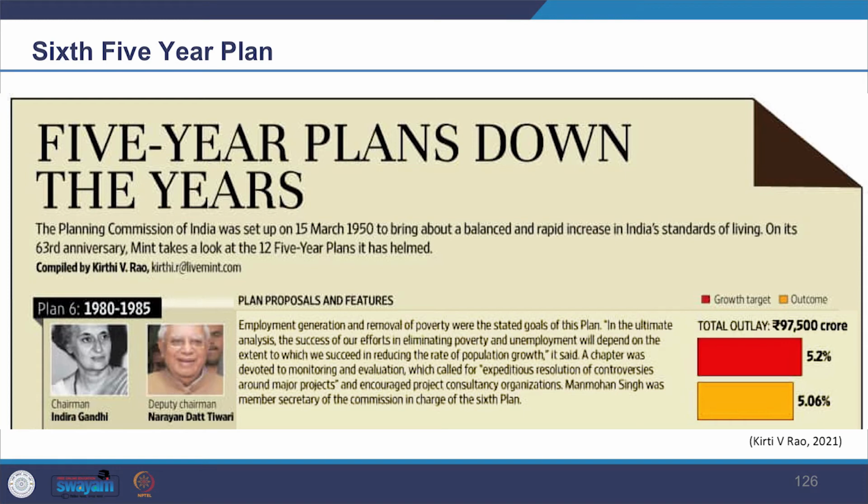We see schemes like TRYSEM, IRDP and REP focusing on skill and employment. These all schemes were initiated in the period. Even though there were famine conditions and agriculture output was low, the targets were attained in this particular plan period.